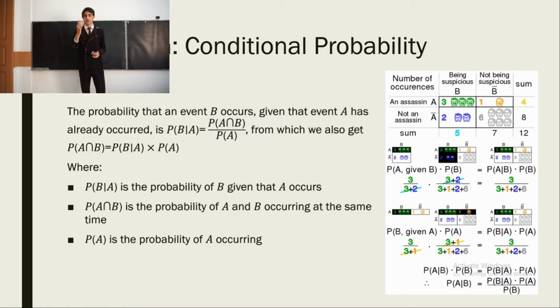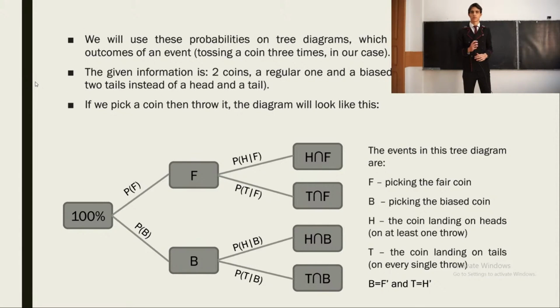In the next part, we will use the probability diagrams, which represent all of the outcomes of an event, which is tossing a coin 3 times in our case. The given information is 2 coins, a regular one and a biased one, meaning that it has 2 tails instead of a head and a tail. If we pick a coin, then we throw it. The diagram will look like this. And in the right side, we have that the events in this tree diagram are F picking the fair coin, B picking the biased coin, and so on.